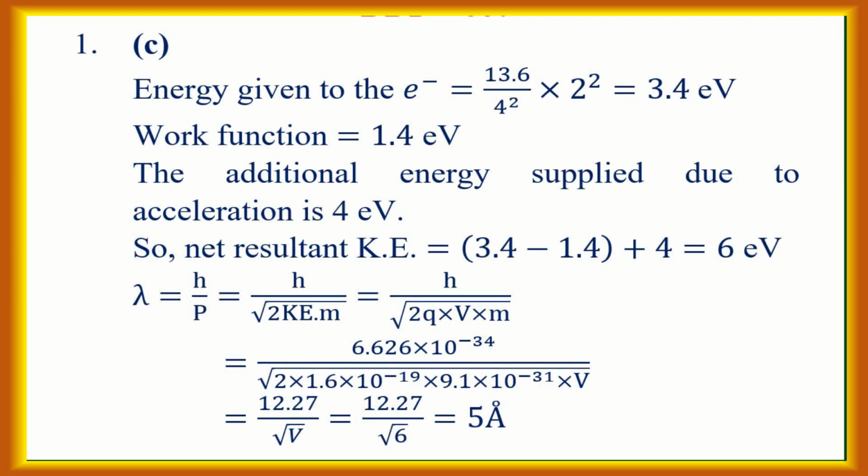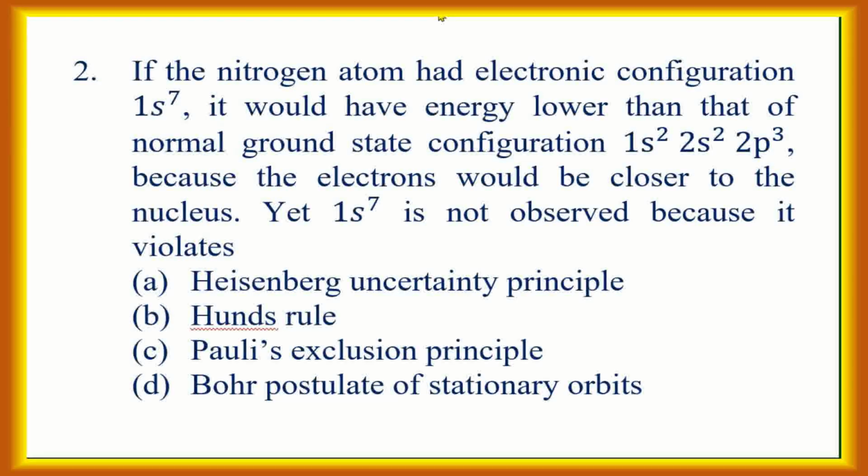And next, question 2. If the nitrogen atom had electronic configuration 1s7, it would have energy lower than that of the normal ground state electronic configuration 1s2 2s2 2p3, because the electron would be closer to the nucleus. Yet 1s7 is not observed because it violates the Heisenberg uncertainty principle, Hund's rule, Pauli exclusion principle, or Bohr postulate of stationary orbit. And its answer is C.